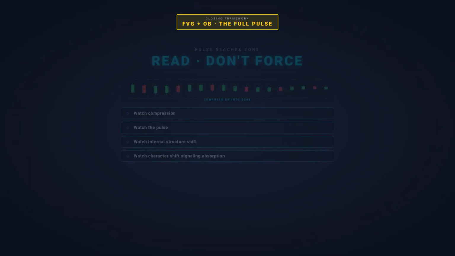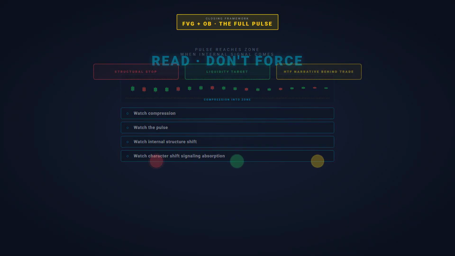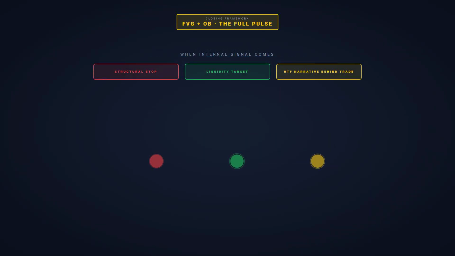When the pullback reaches the zone, you're not forcing an entry on the first touch. You're reading the candles as they develop inside the zone. You're watching for the compression, the wick, the internal structure shift, the change of character that signals the institutional buyers have absorbed the remaining supply and the move is resuming. When the internal signal comes, you're entering with a structural stop and a liquidity-based target, with the full weight of the multi-timeframe narrative behind the trade.